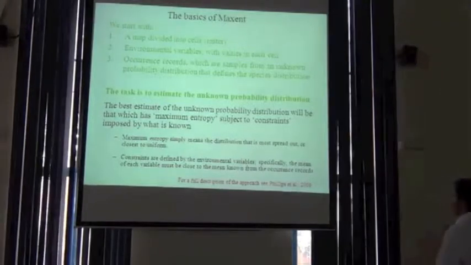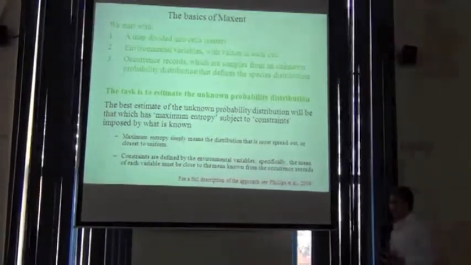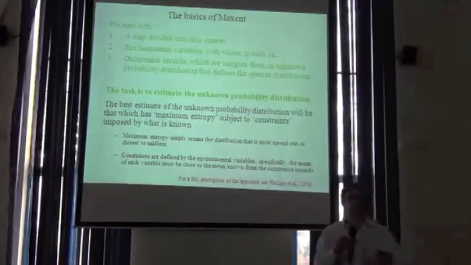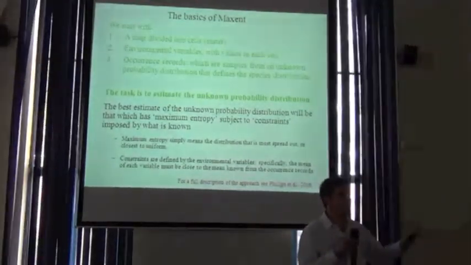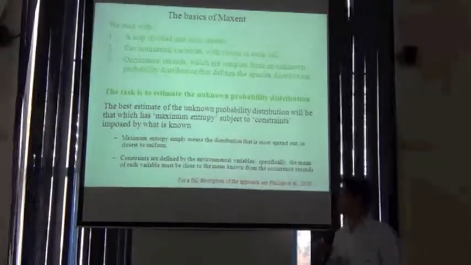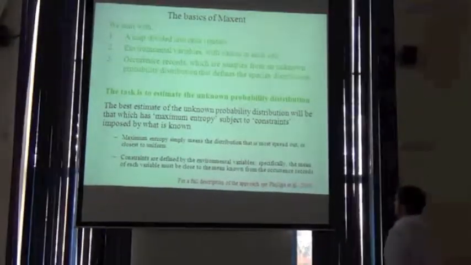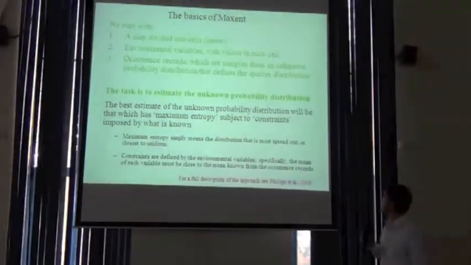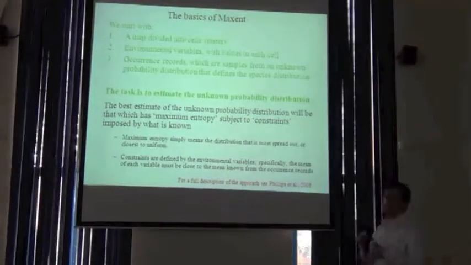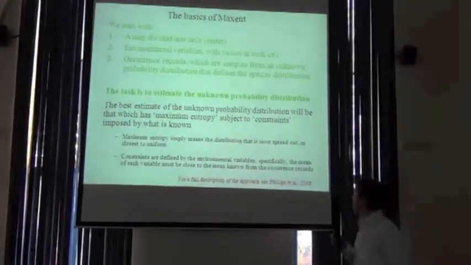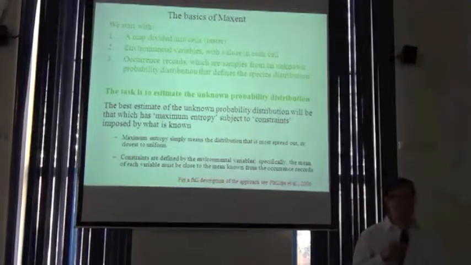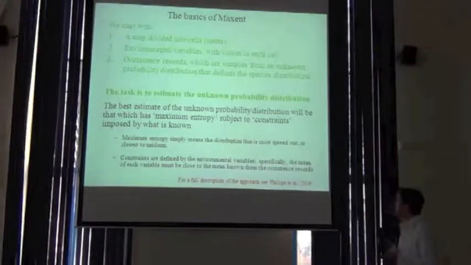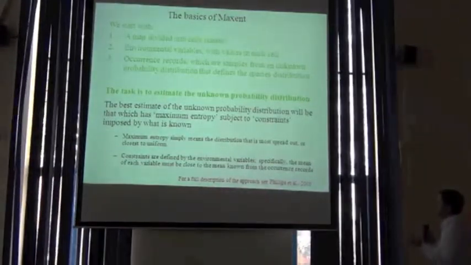The MaxEnt way of thinking about this, the principle of maximum entropy, is a kind of generic machine learning approach to many different problems. It's not specific to ecological niche modeling or species distribution modeling, but it's the idea that the best estimate of this unknown probability surface is that which has the maximum entropy subject to constraints that are imposed by what is known. Okay, so the key bits there are the principle of maximum entropy and the constraints.